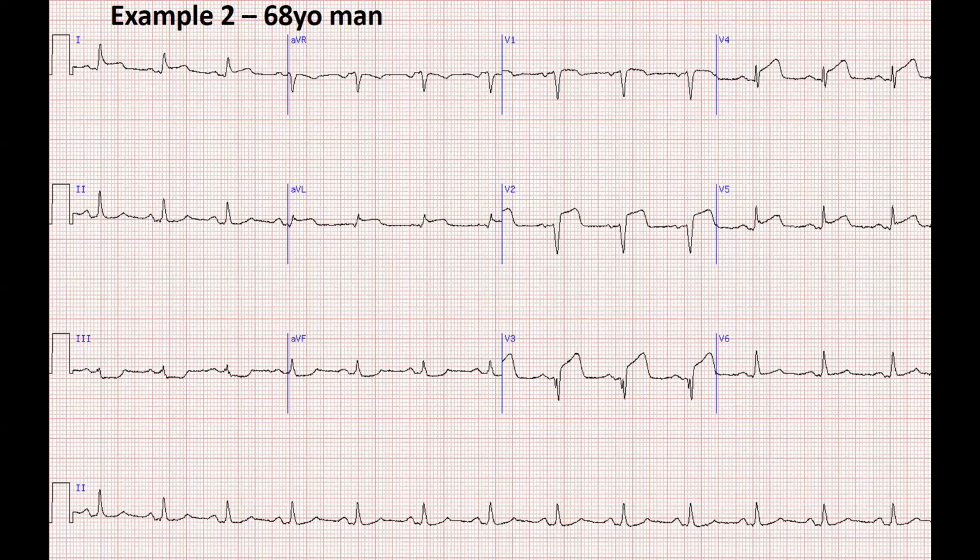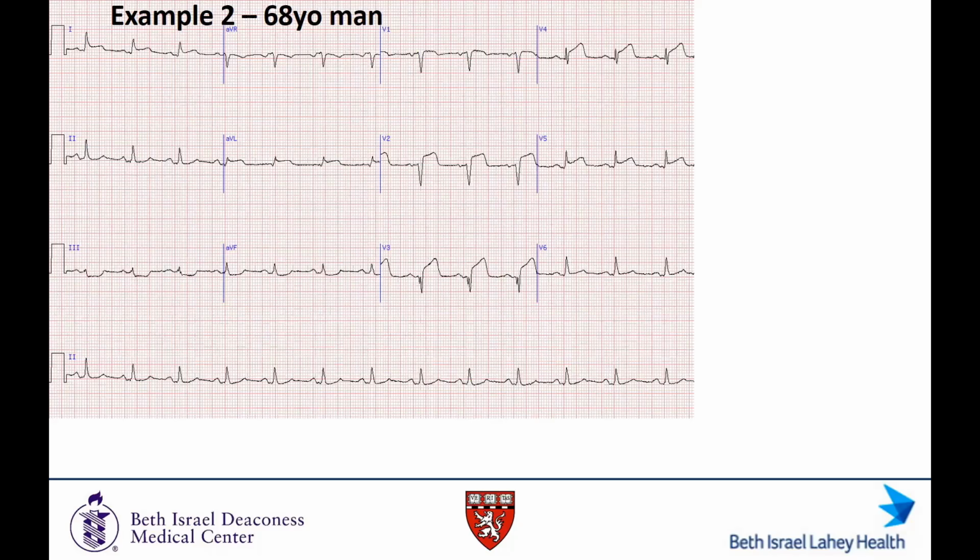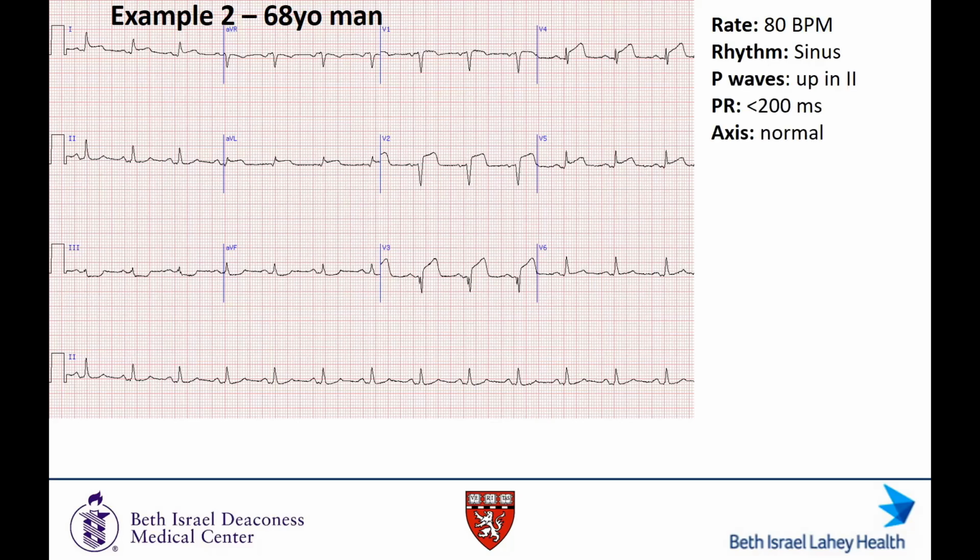All right, second example, 68-year-old man. Take a chance to pause, and when you're ready, continue the video. So starting with rate, about 80 beats per minute, regular. We have sinus rhythm. P waves are up in 2. Our PR interval is normal. Axis is normal, up in 1, 2, AVF. QRS normal.